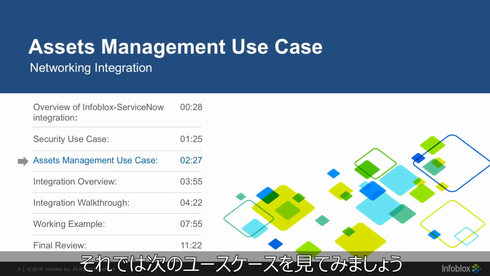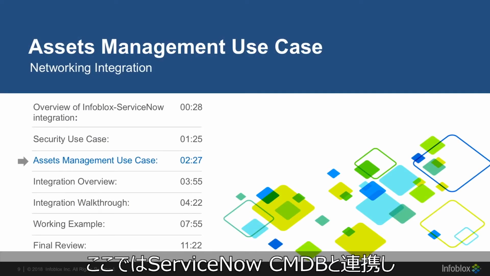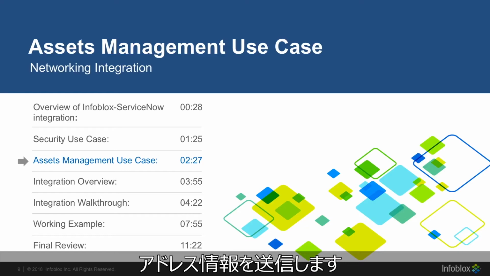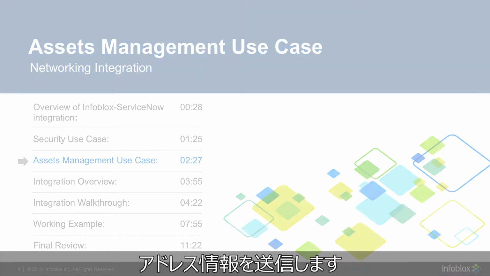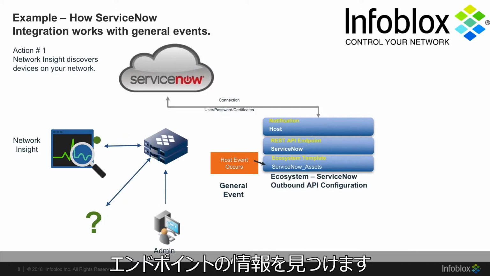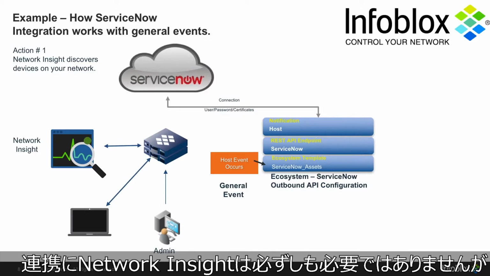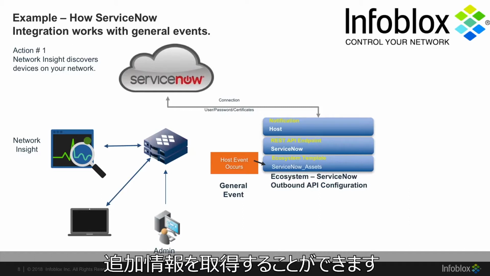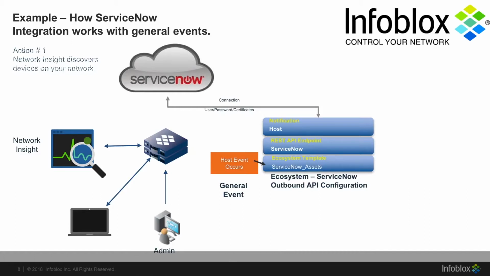Now let's take a look at the second use case. Here, we're integrating with ServiceNOW CMDB, and in this case, we're able to pass information about the devices, networks, and IPv4 and IPv6 addresses. Here, the Infoblox Network Insight found information about the endpoint. Take note that you don't actually need Network Insight for the integration, but rather, Network Insight provides additional information that you might want to see.